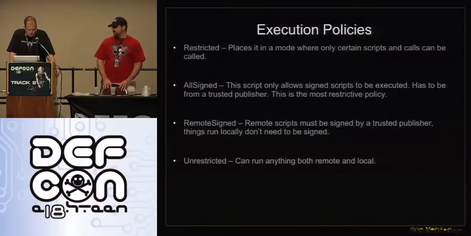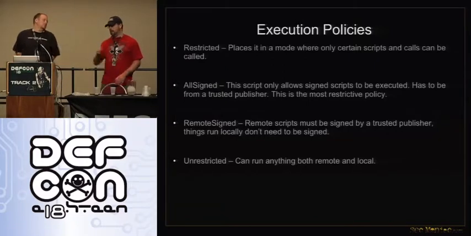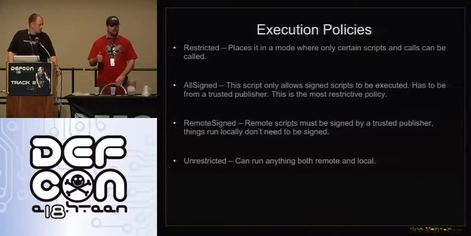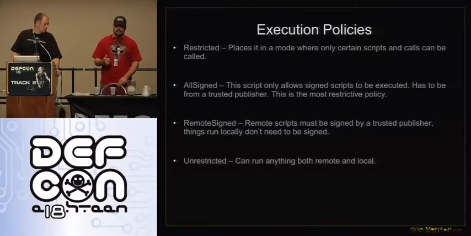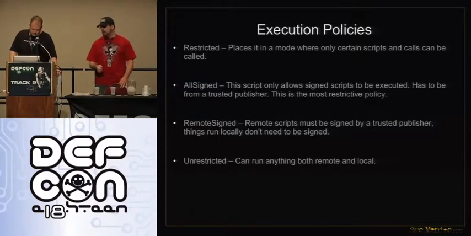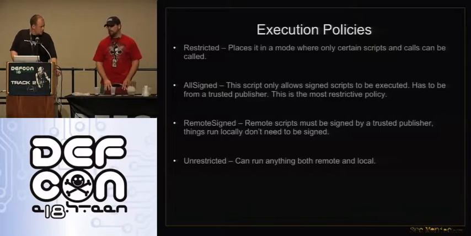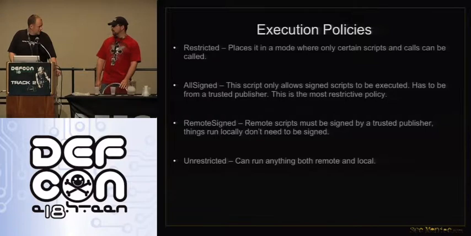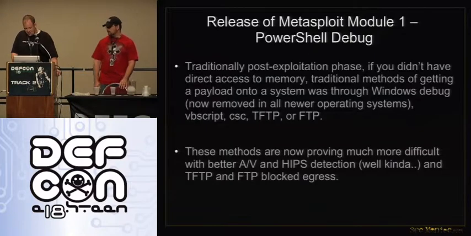The other one is RemoteSigned. Anything you download from the internet gets an alternate data stream that lets PowerShell know it was downloaded from the internet, and if it's not signed, it will not execute, but you can still execute your own scripts that you've written. And then Unrestricted is unrestricted. You can execute any PowerShell script that you want.